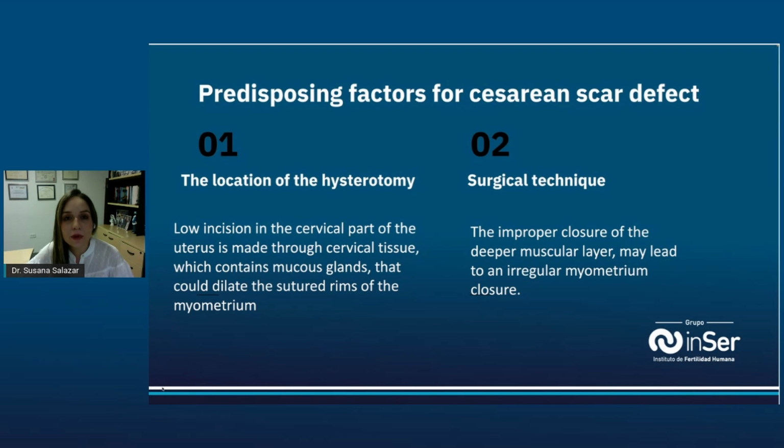The second hypothesis is related to surgical technique. In a complete closure of the uterine wall, improper closure or even no closure of the deeper muscular layer, usually unintentional or related to non-perpendicular sutures and endometrial-saving techniques, may lead to an irregular myometrial closure, thus causing the development of isthmocele.